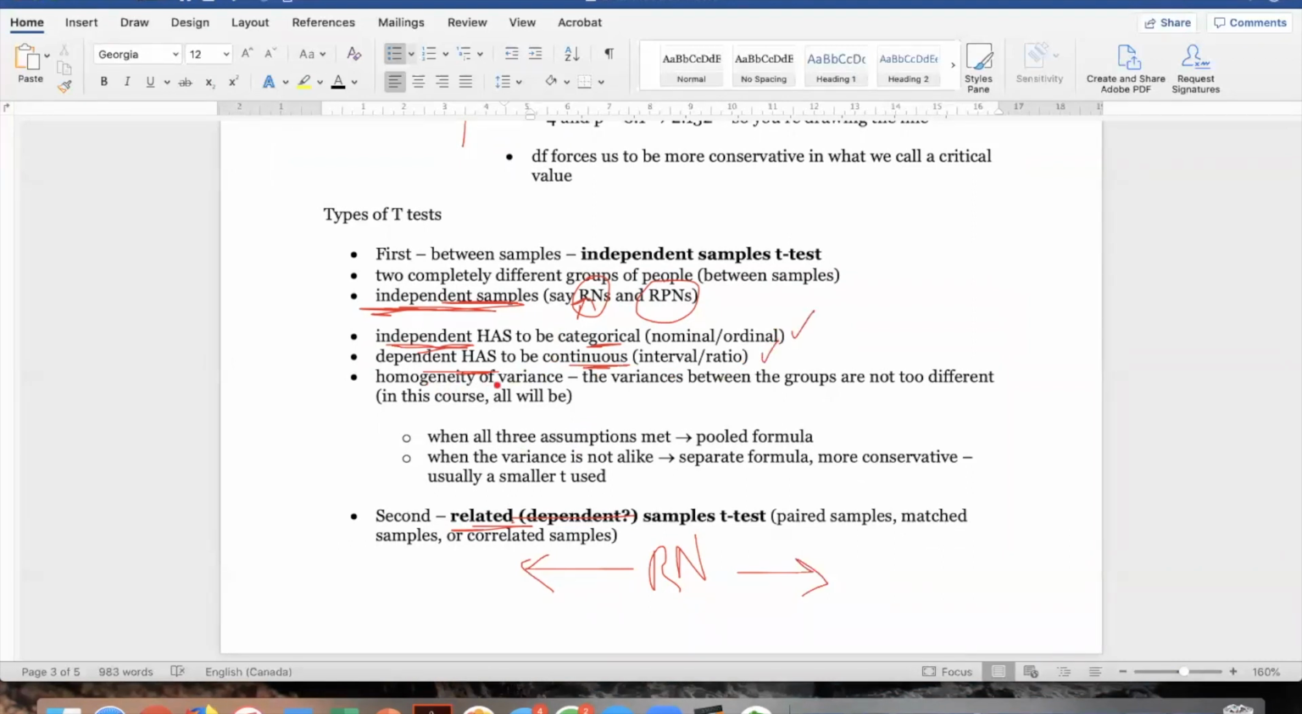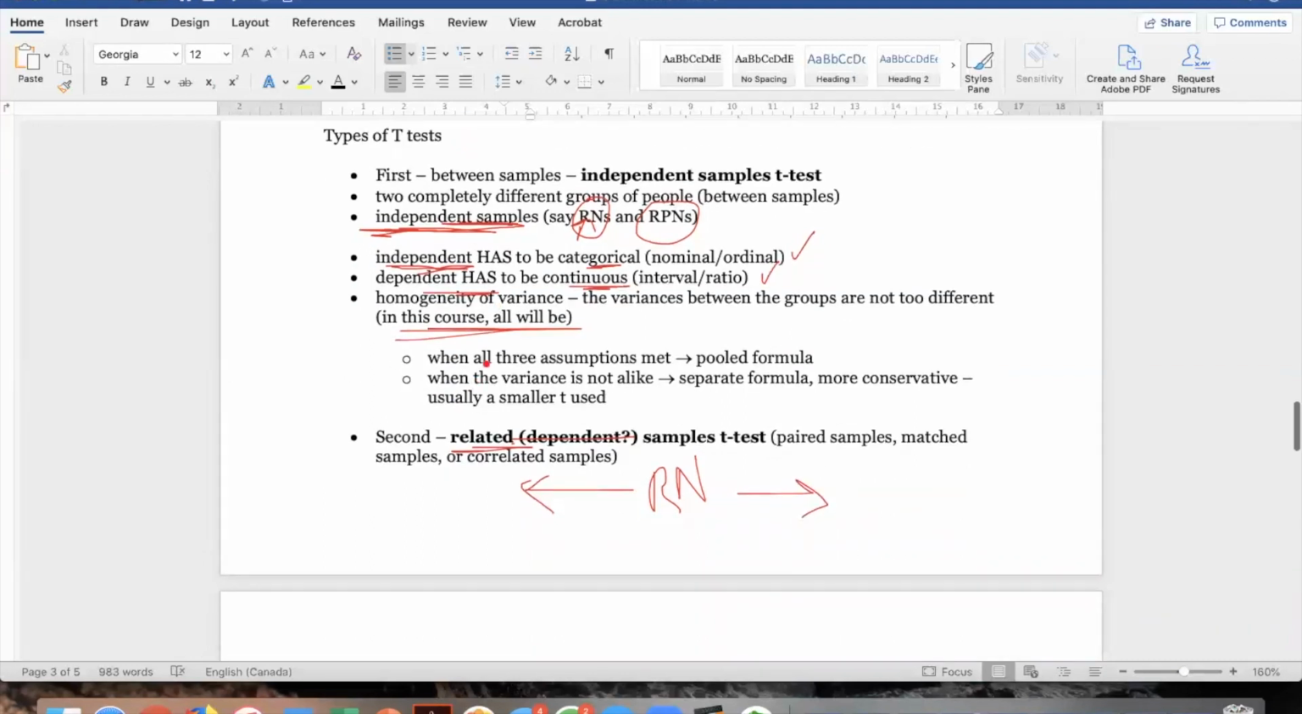Homogeneity of variance just means that the variance between the groups is not too different. You don't need to worry about this because in this course, they're always going to be. What that basically means is that you don't have all your RNs over 50 and all your RPNs 20 to 25, right? They're completely different, with the variance all over the place. When all three of these assumptions are met, I don't know what that means, pooled formula, so honestly, sorry.